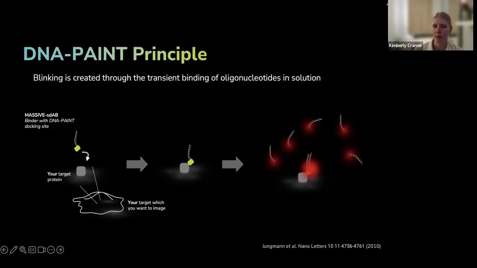And this actually happens throughout your imaging acquisition. And because you have an endless pool of imager strands, you have new imagers binding for each event. And this enables you to get really high photon counts and improve resolutions when compared to other methods.